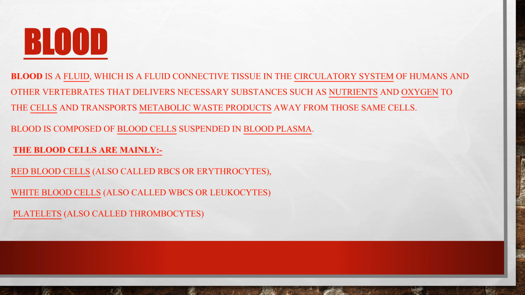The blood cells are basically of three types: RBC, WBC, and platelets. What is RBC? RBCs are the red blood cells, also known as erythrocytes. WBCs are white blood cells, also known as leukocytes. And platelets are also called thrombocytes. Easy? Understood? Okay. Now let me show you the diagram.